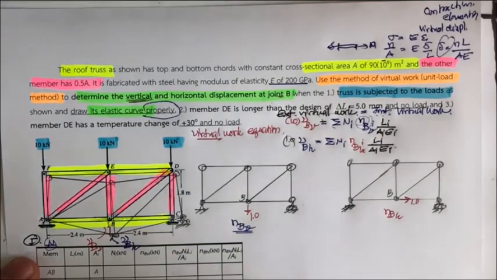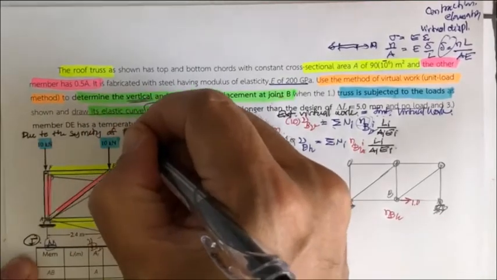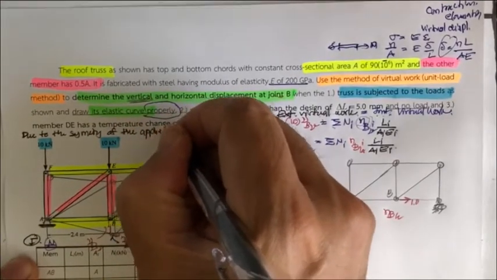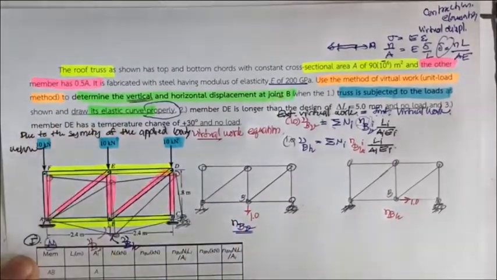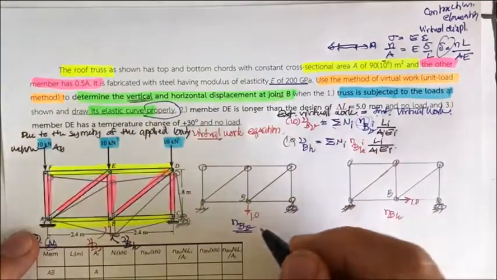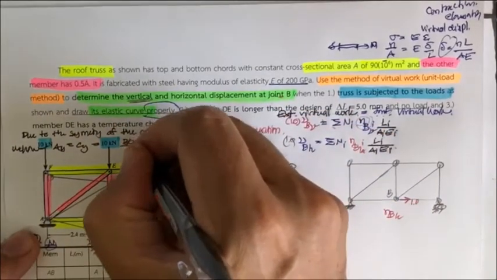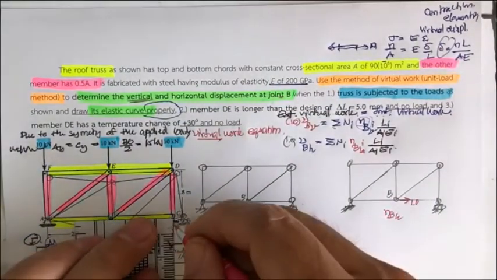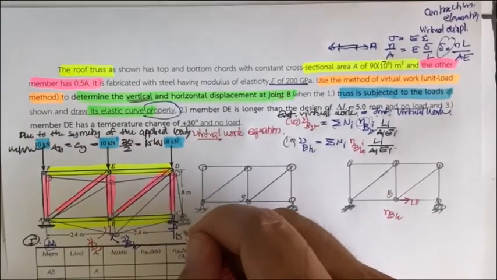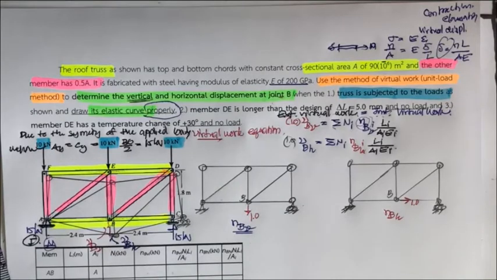To determine the N, due to the symmetry of the applied load, we have A sub Y equal to C sub Y equal to 30 divided by 2. It's going to be 15 kilonewton. So what we have here is the reaction. Just put this: this is going to be 15 kilonewton, and this is also going to be 15 kilonewton. And then we are going to start to determine the forces in each member.